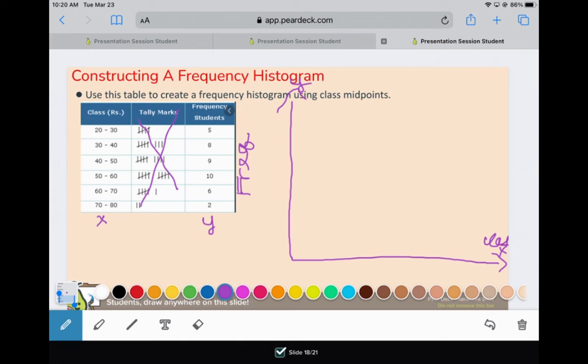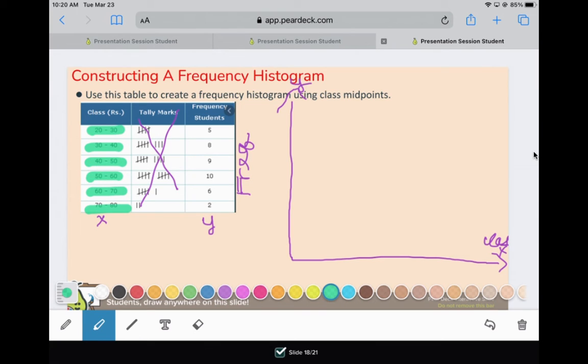So what I'm going to do right now is look at the class. I'm going to highlight this one. I have 1, 2, 3, 4, 5, 6. I have 6 classes total. That means I'm going to have 6 tick marks right here. 1, 2, 3, 4, 5, 6. And each tick mark represents a class.